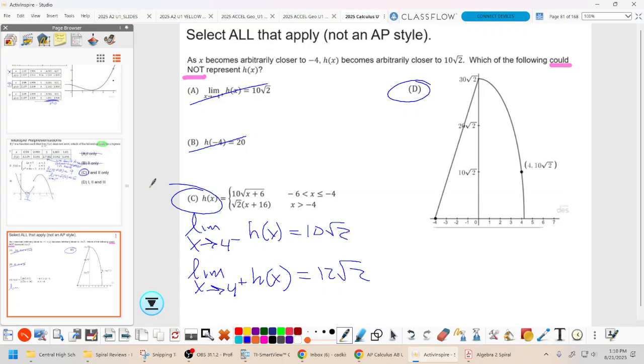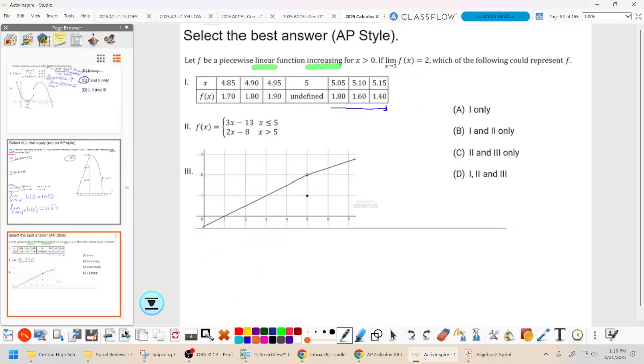Anybody? I couldn't tell because people are mostly holding up one letter. Raise your hand if you got that. All right, good job. All right, last one.